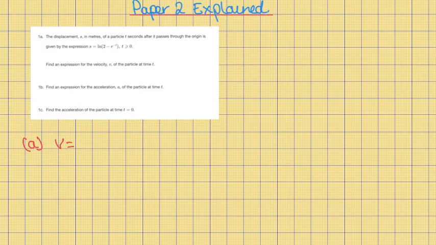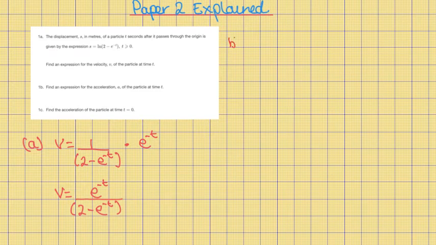So the differential is v equals 1 over the bracket, which is 2 minus e to the minus t, times the differential of the bracket, which is e to the minus t. If you multiply that out, you get v is equal to e to the power of minus t all over 2 minus e to the power of minus t. B. Find an expression for the acceleration a of the particle at time t.